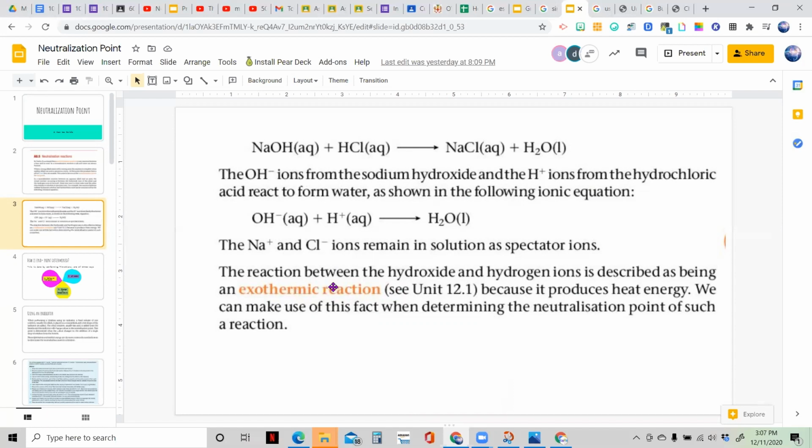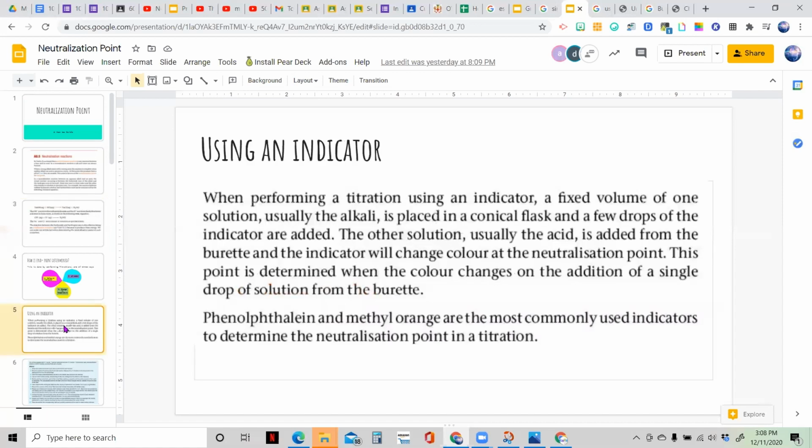So what they can do is determine the temperature difference between when the reaction started and when the reaction ended. We're going to break them down into different sections. So we're going to take using an indicator first, and then we're going to look at change in temperature.